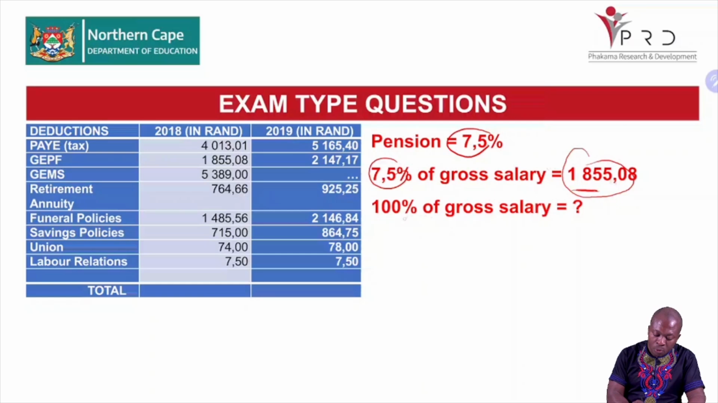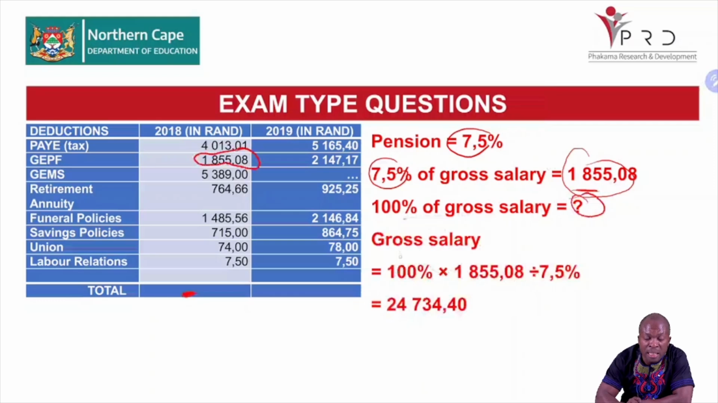So now, where is the gross salary? Where is it? Because Nobuntu has already paid GEPF 1,855.08. But I don't see the total here. Now, can you see what I've done here? Whatever I've done, if you find such questions in the examination, that is how I want you to approach it.